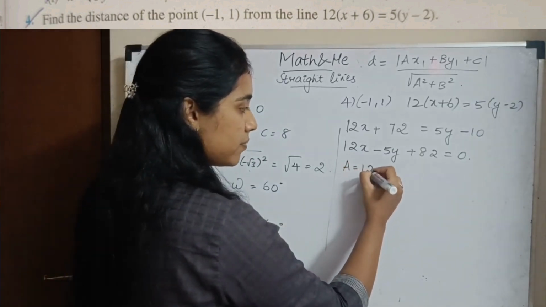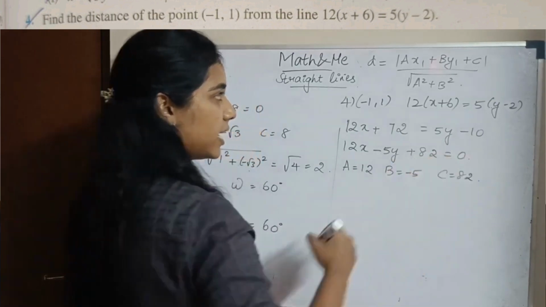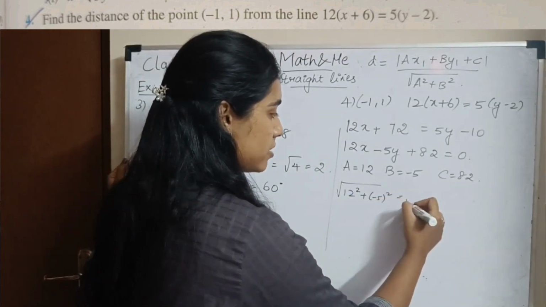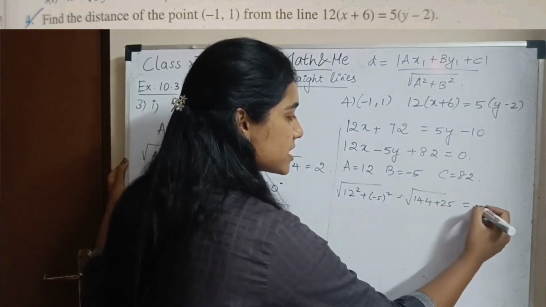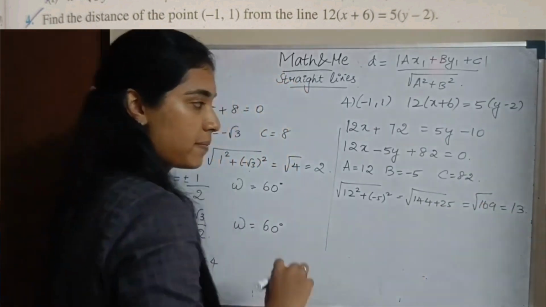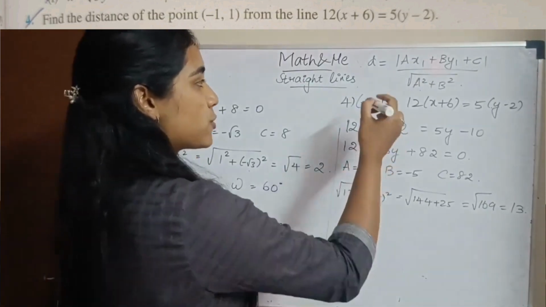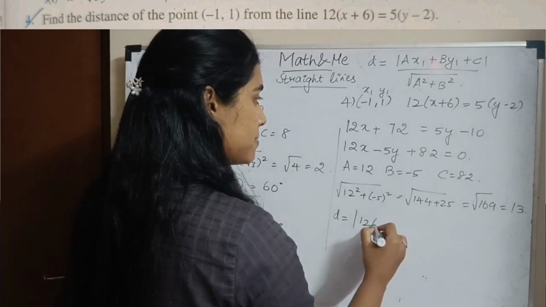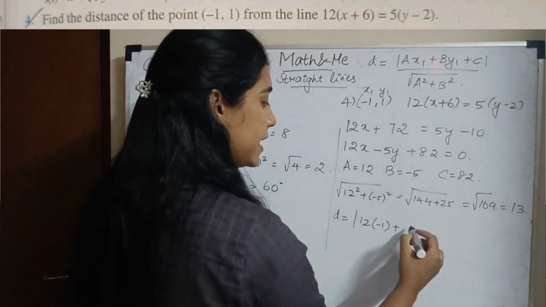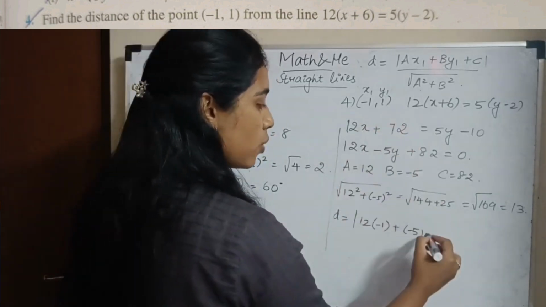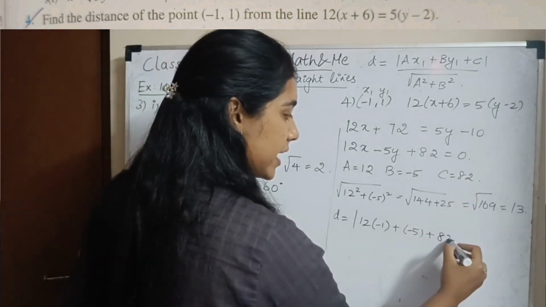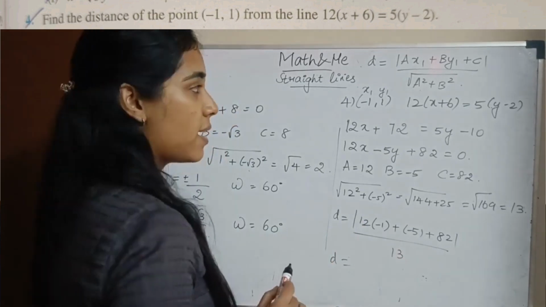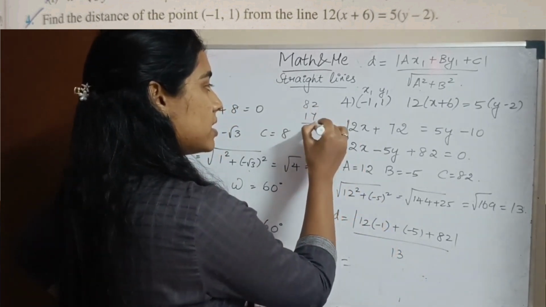So now your a is 12, b is minus 5, c is 82. So what is your root of a square plus b square? Root of 12 square plus minus 5 the whole square. You have 144 plus 25, which is 169, which is 13. Okay, so this is your root of a square plus b square. What is your x1, y1? This is your x1 and this is your y1. Substituting it in the formula, you have d of, what is your a? 12 times x1 plus b times, don't forget the brackets, b times y1, which is just 1, plus c, 82 divided by 13. What do I have? I have minus 12 minus 5, which is minus 17. 82 minus 17. So I have 65.